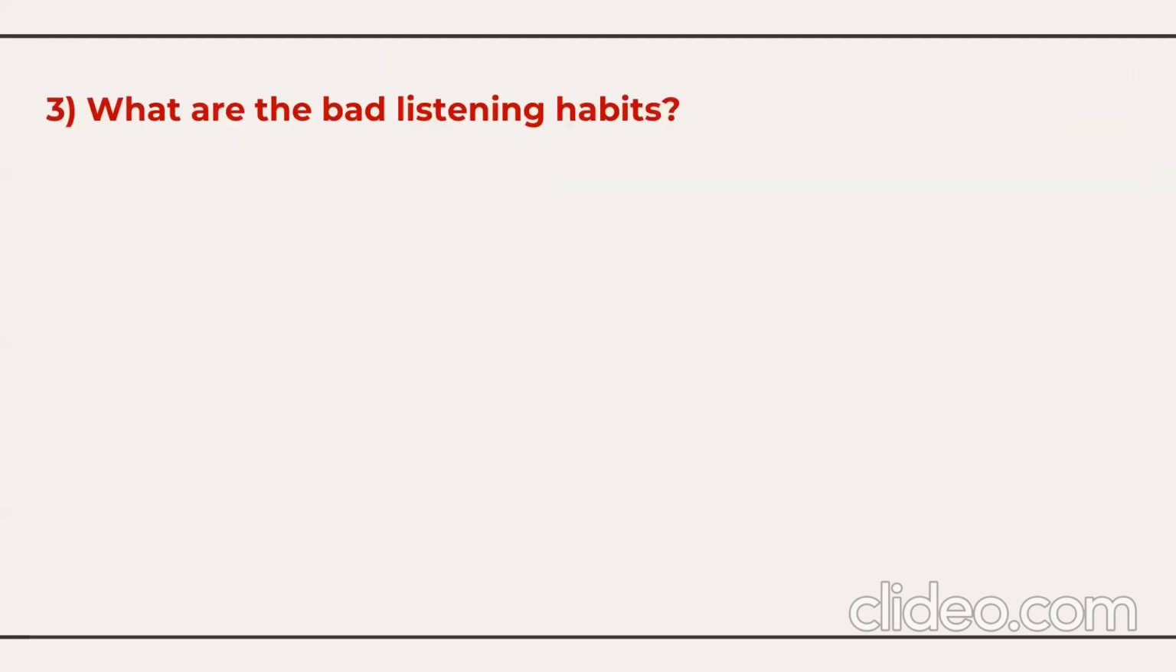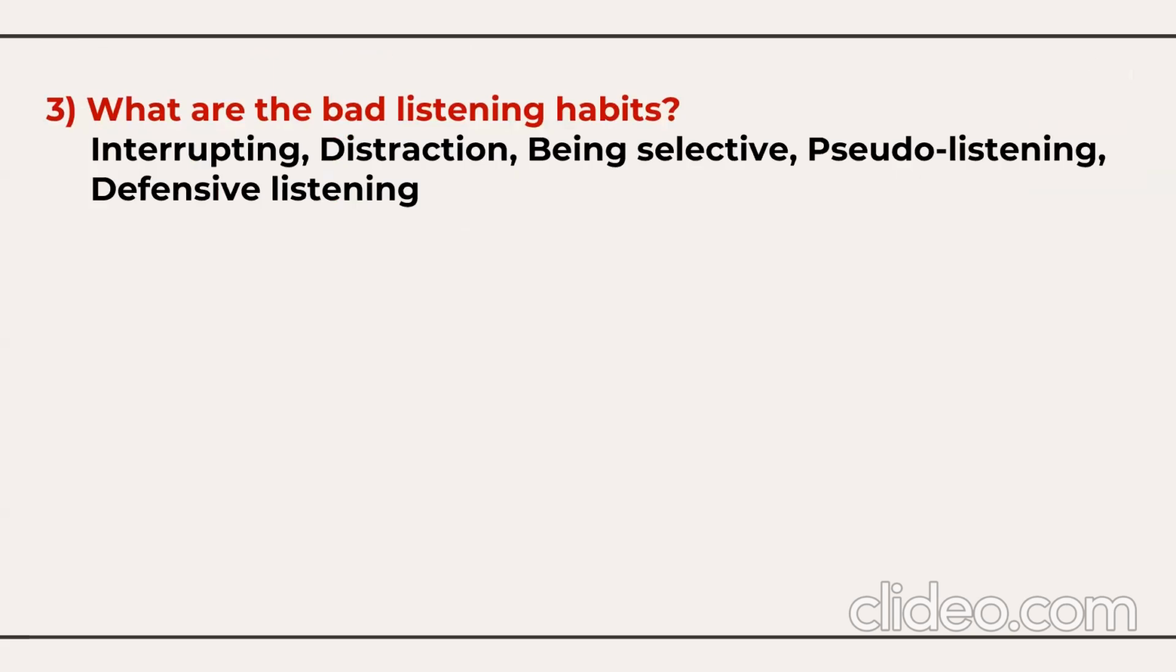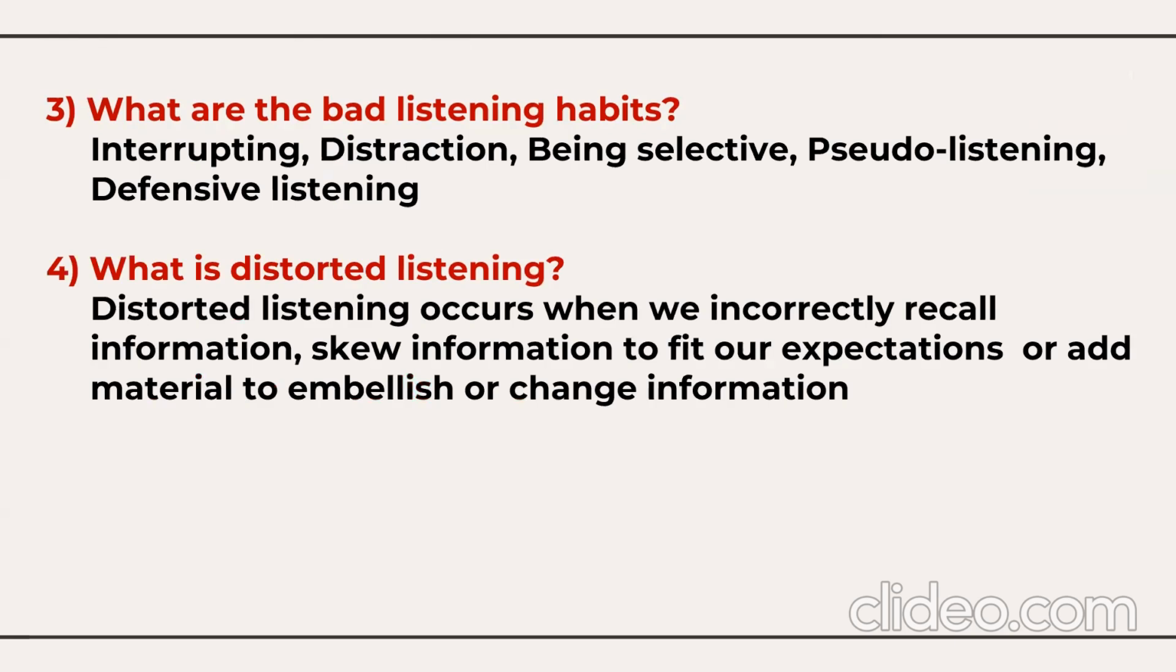Then third question, what are the bad listening habits? Interrupting, distraction, being selective, pseudo listening, defensive listening. So these are the examples of bad listening habits. What is distorted listening? Distorted listening occurs when we incorrectly recall the information, skew the information to fit our expectations, or add material to embellish or change information.